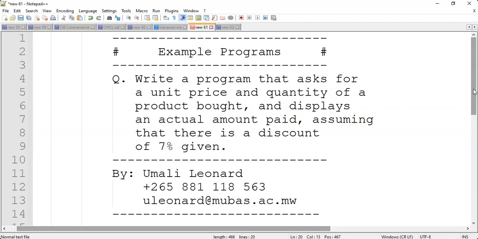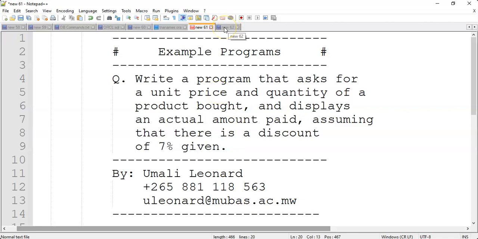So we need to understand this. We are not displaying the total amount which was charged, and we are not displaying the amount that was discounted, but we are showing only the amount that was actually paid. It means that which we are supposed to pay, subtracting a discount that was offered, we are remaining with something that we actually paid. So our program is going to just display that. So this is how we can do our analysis.